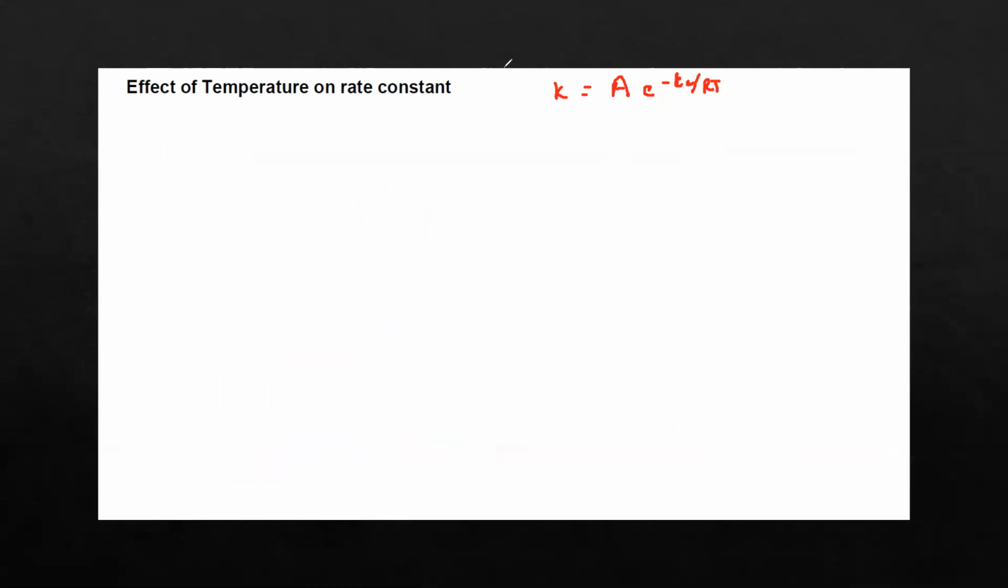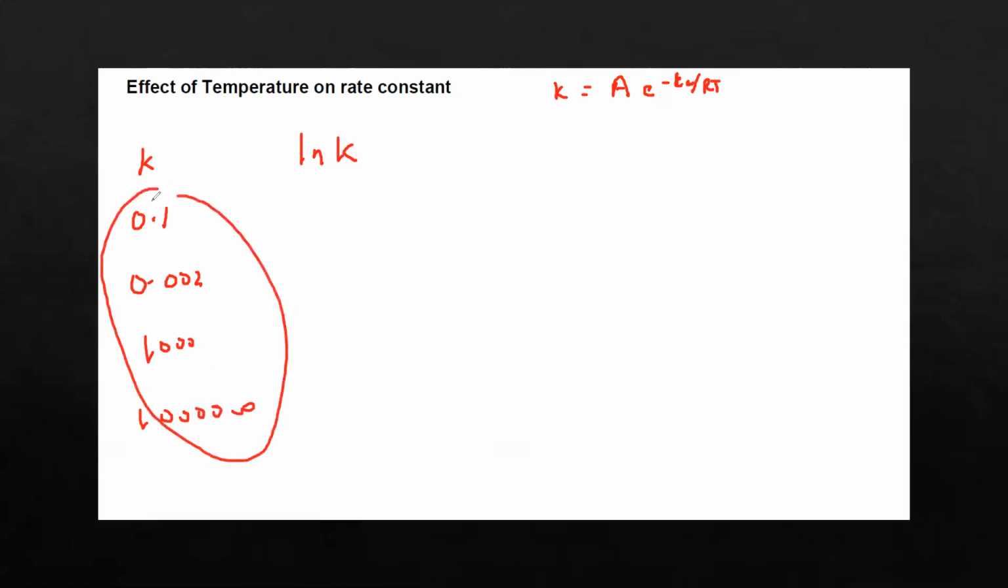But to get the final answer, first I have to simplify this equation. So in mathematics, if we take ln on both sides, this will become ln k. What is the purpose? Why do we take the natural logarithm? The reason for taking a logarithm is that if the values have a greater variation, for example, if I plot a graph from these values: 0.1, 0.002, 1000, 1 million, it's really difficult to have all these numbers on the same scale because too much variation is there.